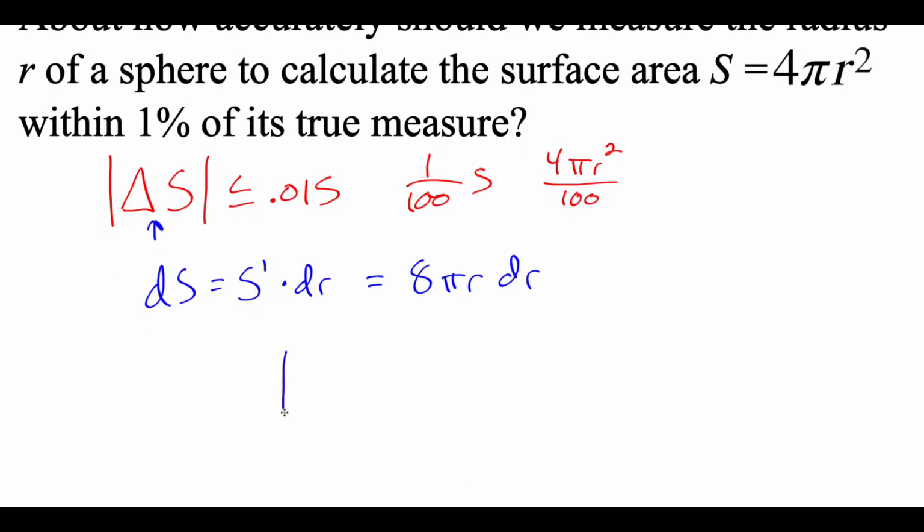So this will say the absolute value of 8 pi r dr, we want that to be less than or equal to this 4 pi r squared over 100. Now we're going to go through and solve this for dr so that we can figure out what that percent difference would be. Since this radius is always going to be measured as a positive length, we're allowed to safely divide that out of the absolute value.